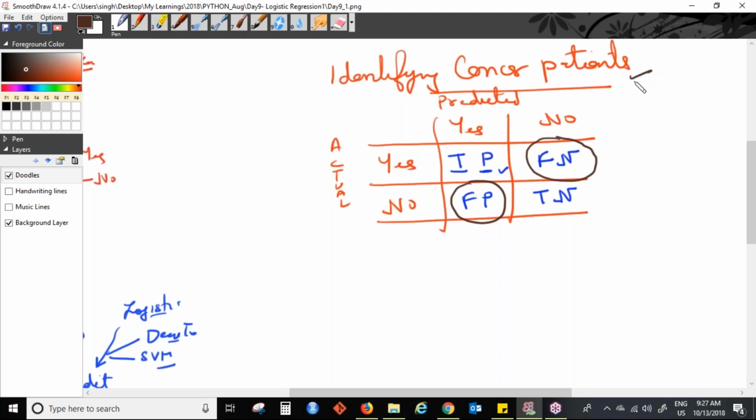Understand from the business scenario. Look at the problem: you are trying to identify cancer patients. Which of these two will be bad? Vikram says false positive. Others are saying false negative. Half of them are saying false positive, half false negative. Let us look at this first. Here, the patient has cancer, but the hospital says that the patient does not have cancer. So what will be the extreme case here? The patient has cancer, but the hospital says he does not. What will be the worst case scenario in this case?